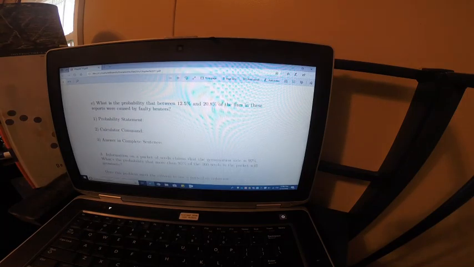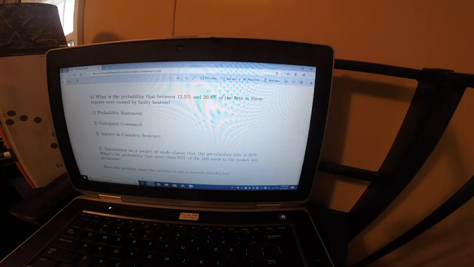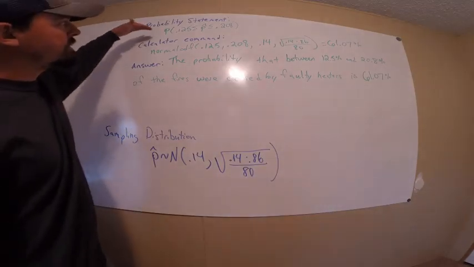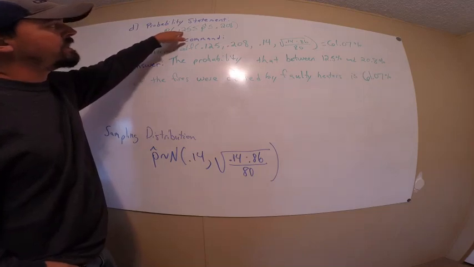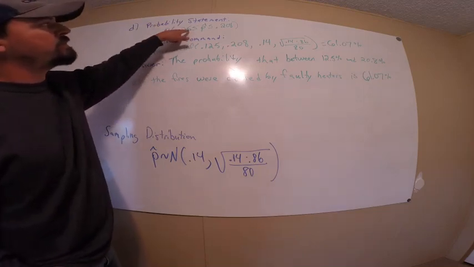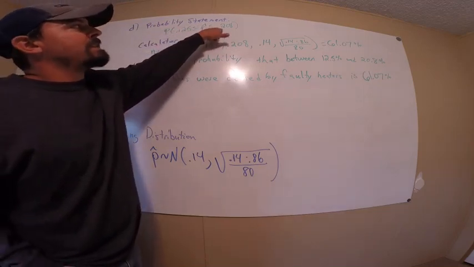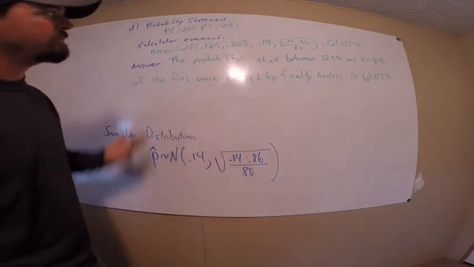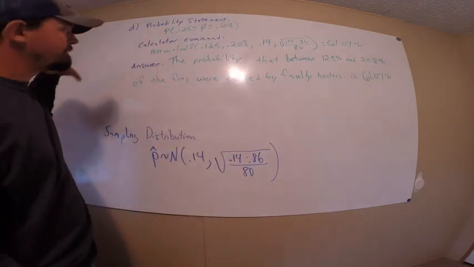Part E. It says, what is the probability that between 12.5% and 20.8% of the fires in these reports were caused by faulty heaters? So let's go to the board and do this one. Alright, so our probability statement for this one: probability that p hat is between 0.125 and is less than 0.208. So you just got to bound that p hat. This is our probability statement.